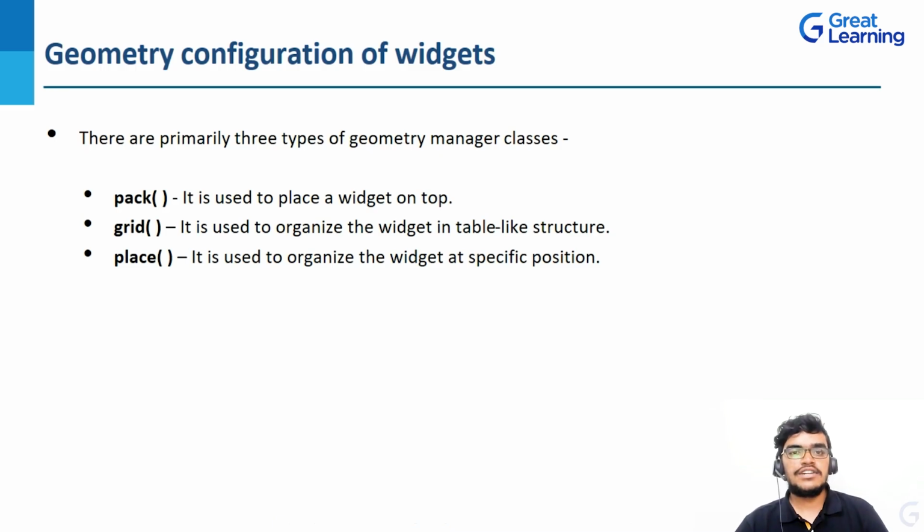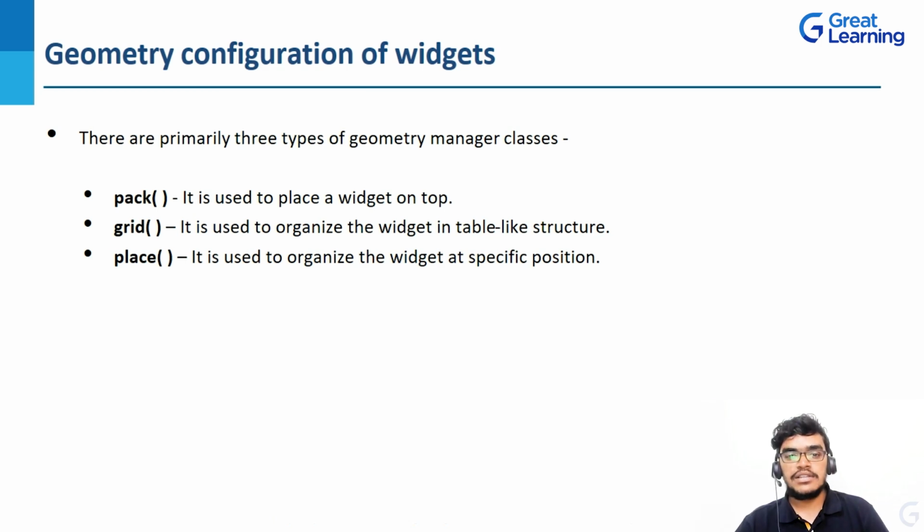So after adding widgets, I have to organize them. I will be using these three geometric manager classes. The first one is pack. When you are using pack, it means that you are placing a widget on top, right? Coming to grid, it is used to organize widgets in a table-like structure. When I'm talking about a table-like structure, that means rows and columns.